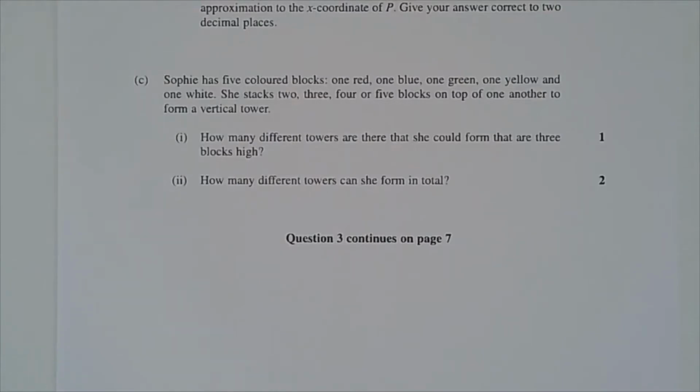Question 3C. Sophie has 5 coloured blocks, 1 red, 1 blue, 1 green, 1 yellow and 1 white. She stacks 2, 3, 4 or 5 blocks on top of one another to form a vertical tower. Part 1. How many different towers are there that she could form that are 3 blocks high?